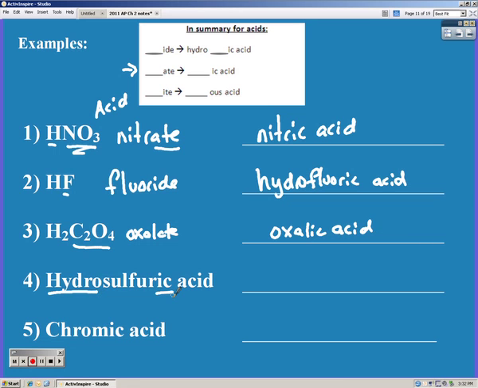On number 4, we're having hydrosulfuric acid. So hydro, and it came from "ide," so that's sulfide. Sulfide has a -2 charge, so that's H2S. Chromic acid came from chromate, which is CrO4 with a -2, so we need 2 hydrogens in front.